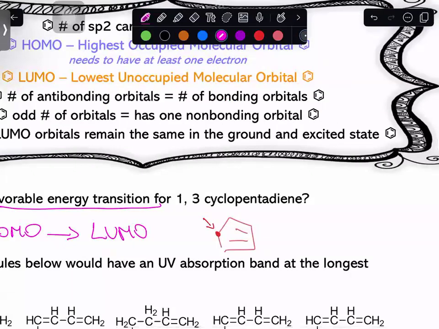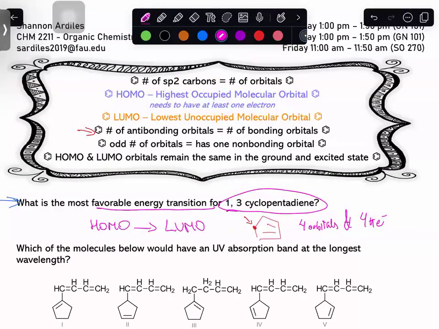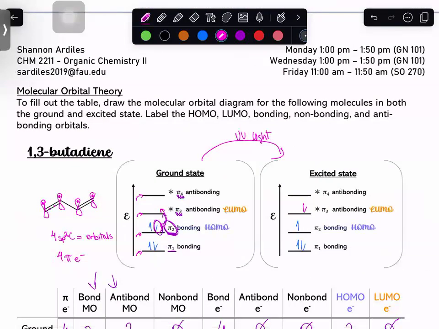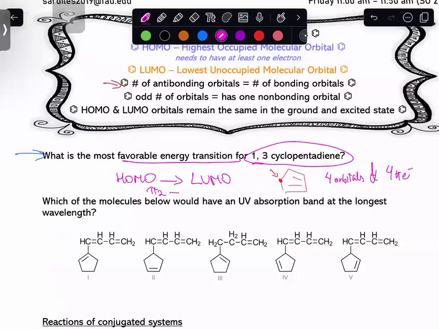But in this case, this molecule, how many orbitals do you see in total? 4. How many pi electrons do you see? And 4 pi electrons. So would the energy diagram resemble any of the molecules that we just did? Which one? 1,3-butadiene, exactly. So if we go back to this little guy in here, the same energy diagram that you see for ground and excited state is going to apply to the one that we just talked about, 1,3-cyclopentadiene. Same exact diagram. So in this case, it's going to be from pi 2 to pi 3. Simple as that. So those are your two possible answers.